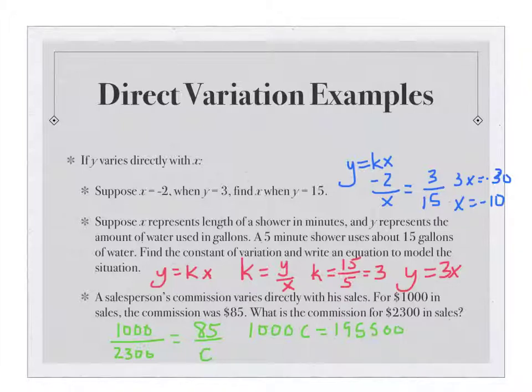All right, 195,500. So 195,500 divided by 1,000. So there's 2 zeros knocked off, and then 0.5. So 195.5. $195.50. All right, let's move on to inverse.